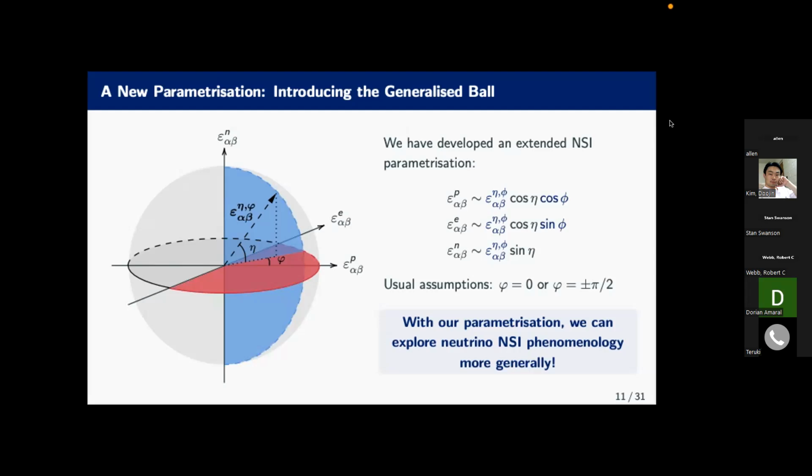The usual assumption, as I say, is either that phi is 0, in which case you have NSI only with the proton and the neutron. Or if you're just looking at electron NSI, phi is plus or minus pi over 2. And eta can be 0 as well. But the good thing about our parameterization is that it allows you to have everything. So you get a small thing in the middle.